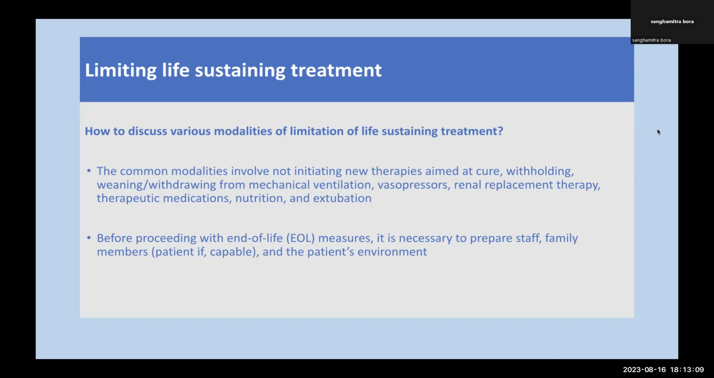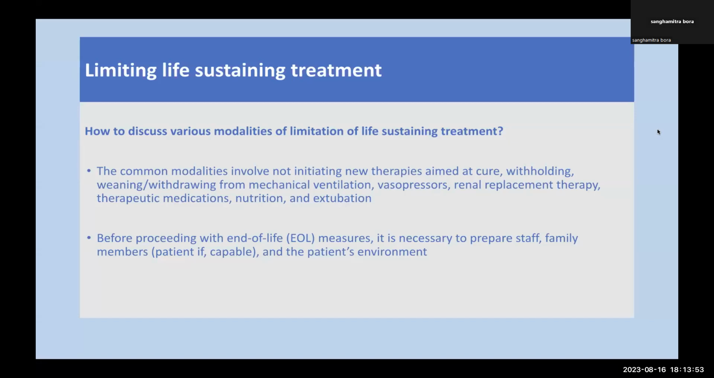Before proceeding with EOLC measures, it is necessary to prepare the staff. It is necessary to communicate this to the family, and if the patient is capable, please do communicate to the patient also. Then there is the environment of the patient. You have to look at where the patient is being placed. Is the patient in an ICU? In a ward? Does the patient want to go home? And how can you elevate the environment of this patient to a proper place where he is calm and quiet, and the end of life care process can be started?